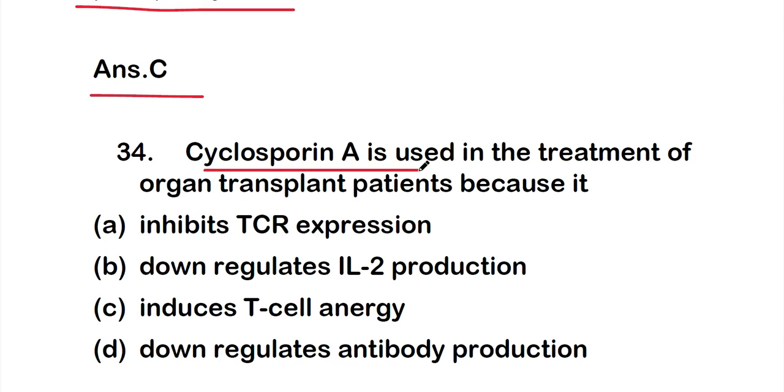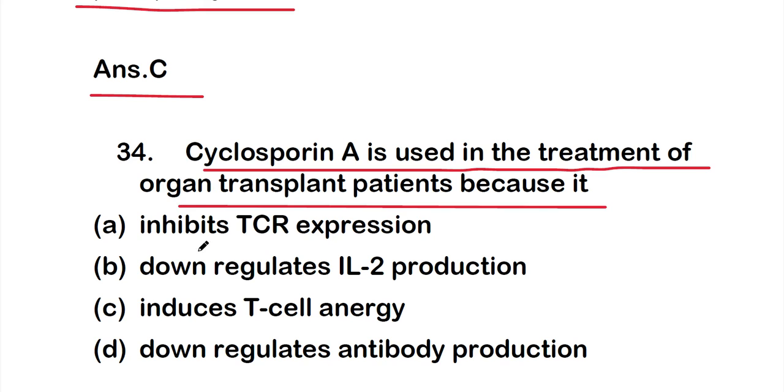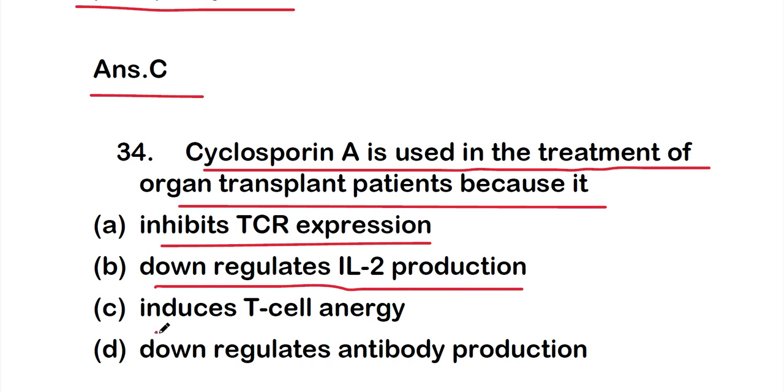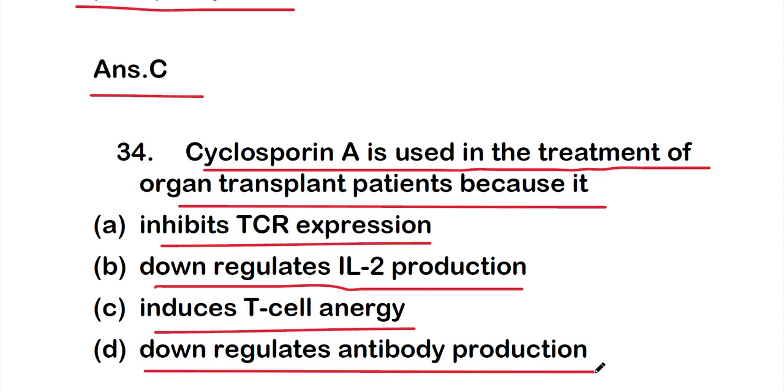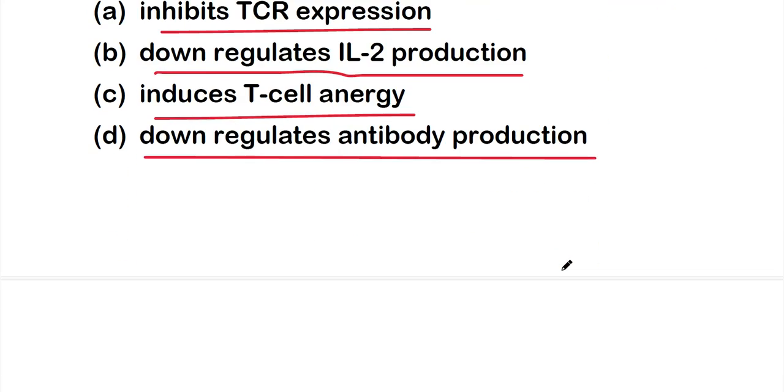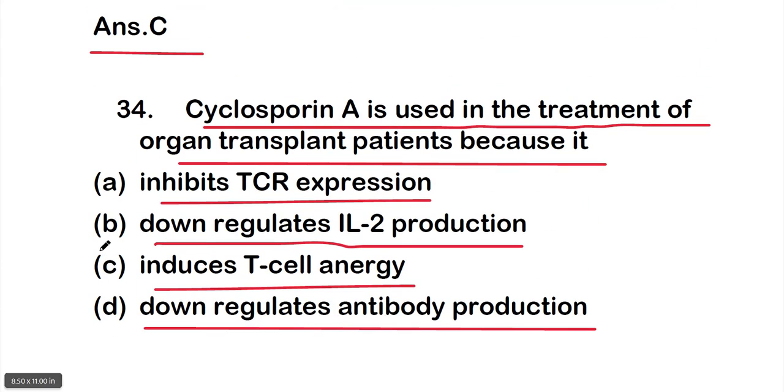Cyclosporin A is used in the treatment of organ transplant patients because it, option A, inhibits TCR expression, option B, downregulates IL-2 production, option C, induces T cell anergy, or option D, downregulates antibody production. Which is correct about cyclosporin A? The right answer is option B, that is downregulates IL-2 production. So cyclosporin A is used in the treatment of organ transplant patients because it downregulates IL-2 production.